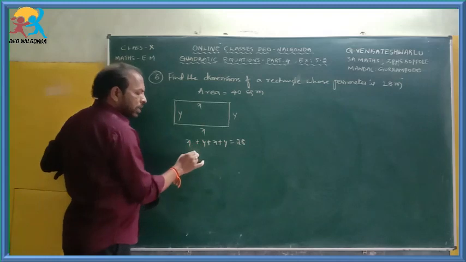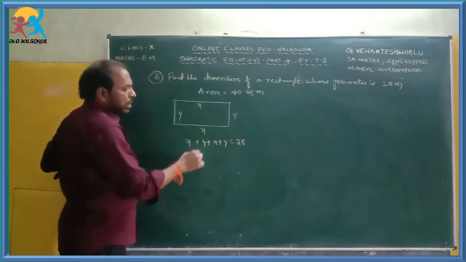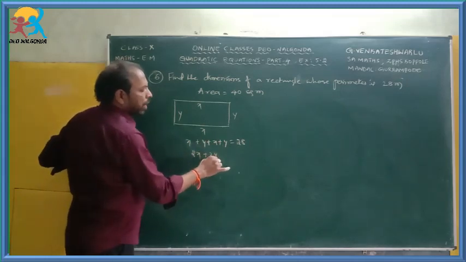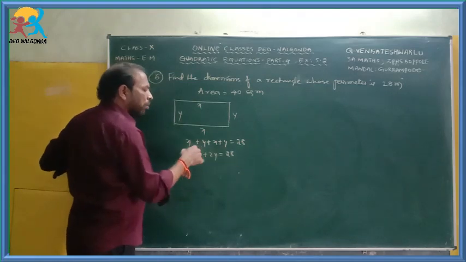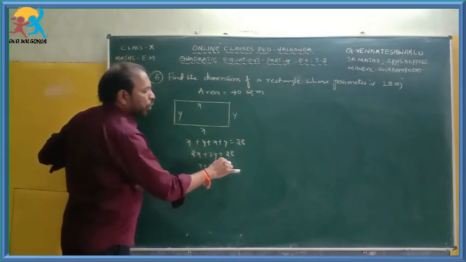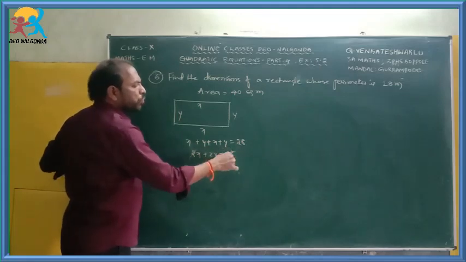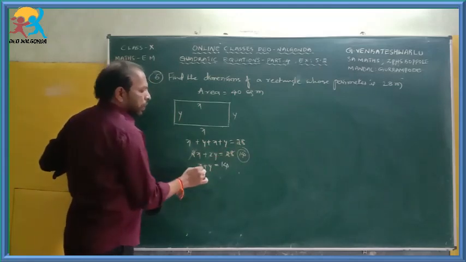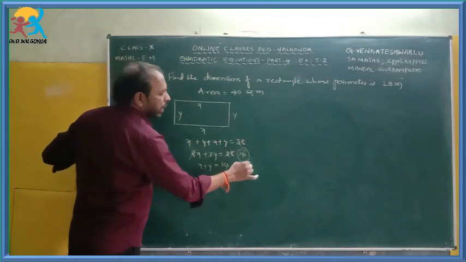x plus x, double x, 2 times of x, y plus y, 2 times of y is equal to 28. Dividing by 2 on both sides, x plus y is equal to 14. Two ones are 14. That's why here x plus y is equal to 14. Here it is the first equation.